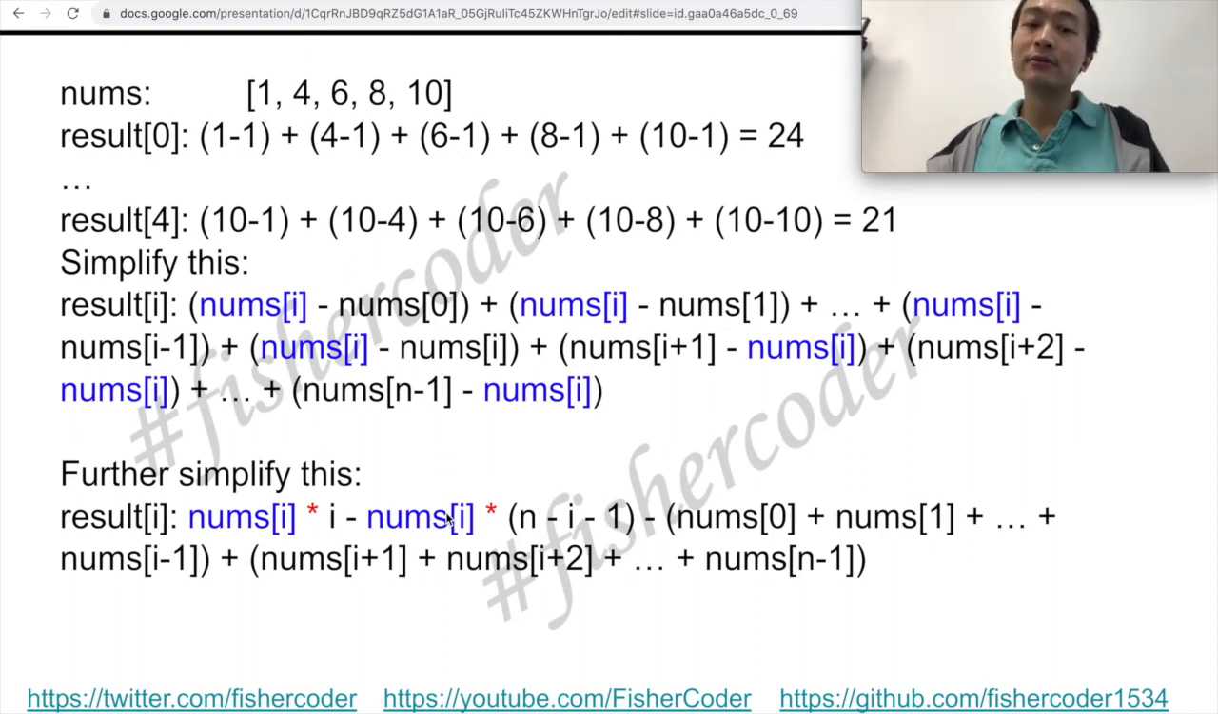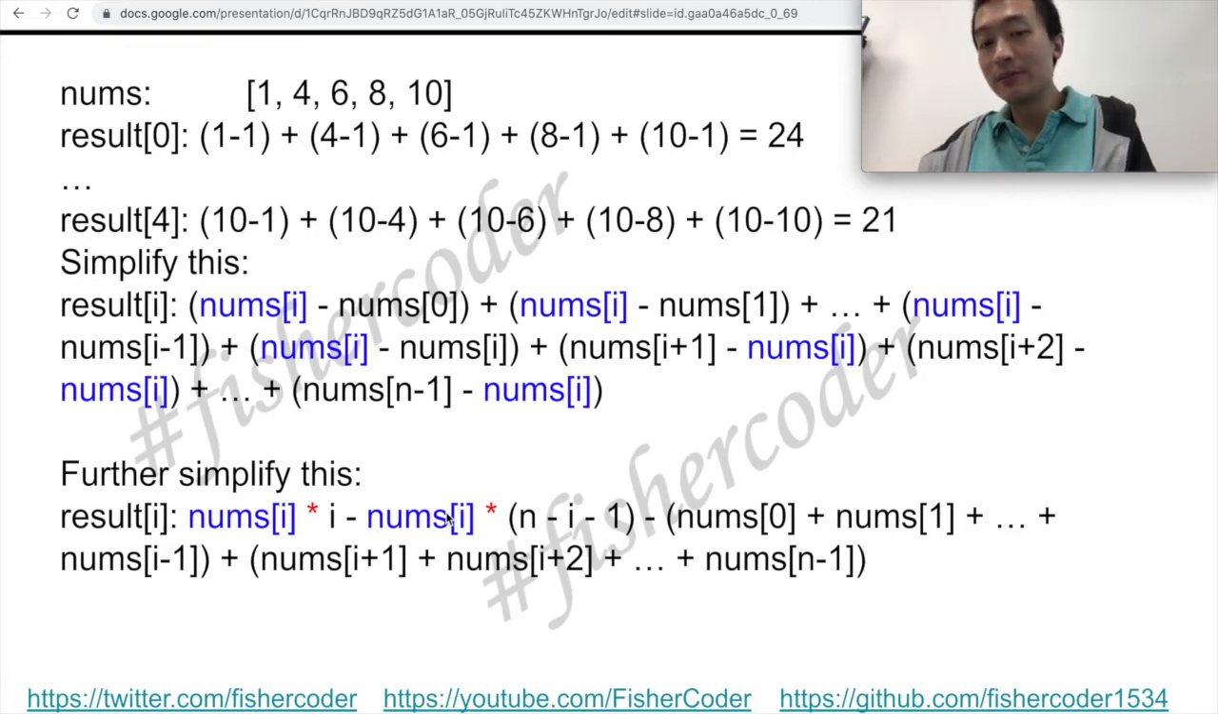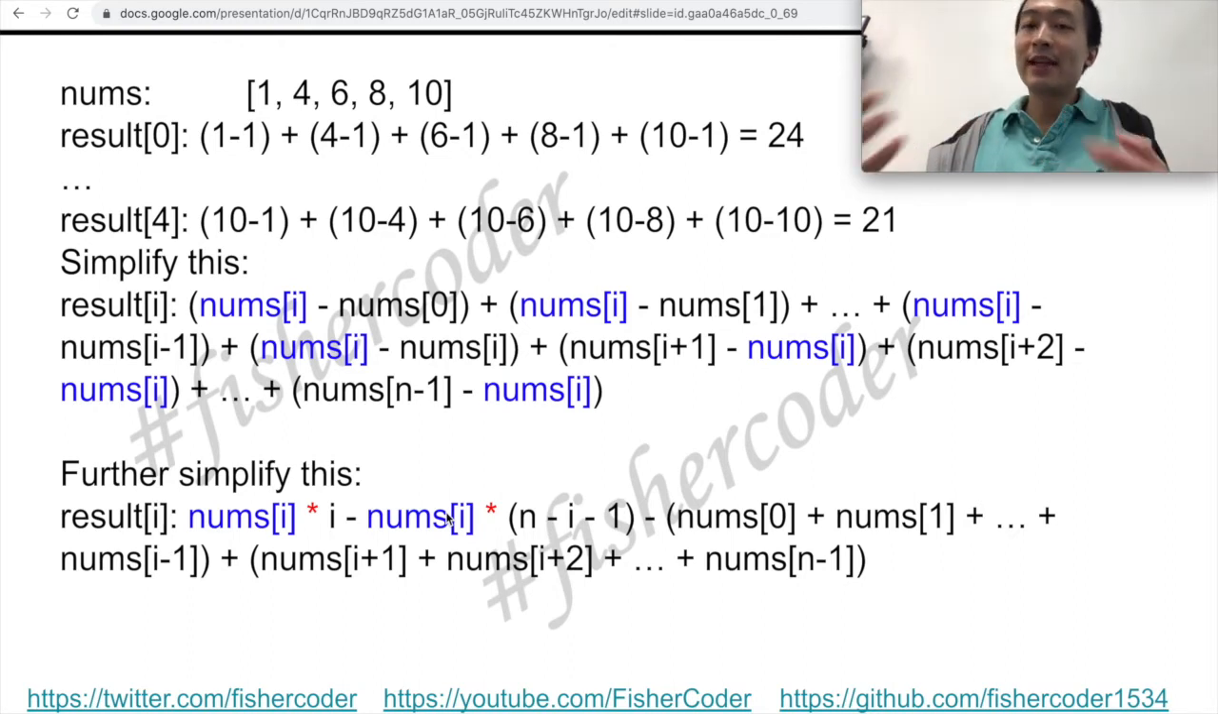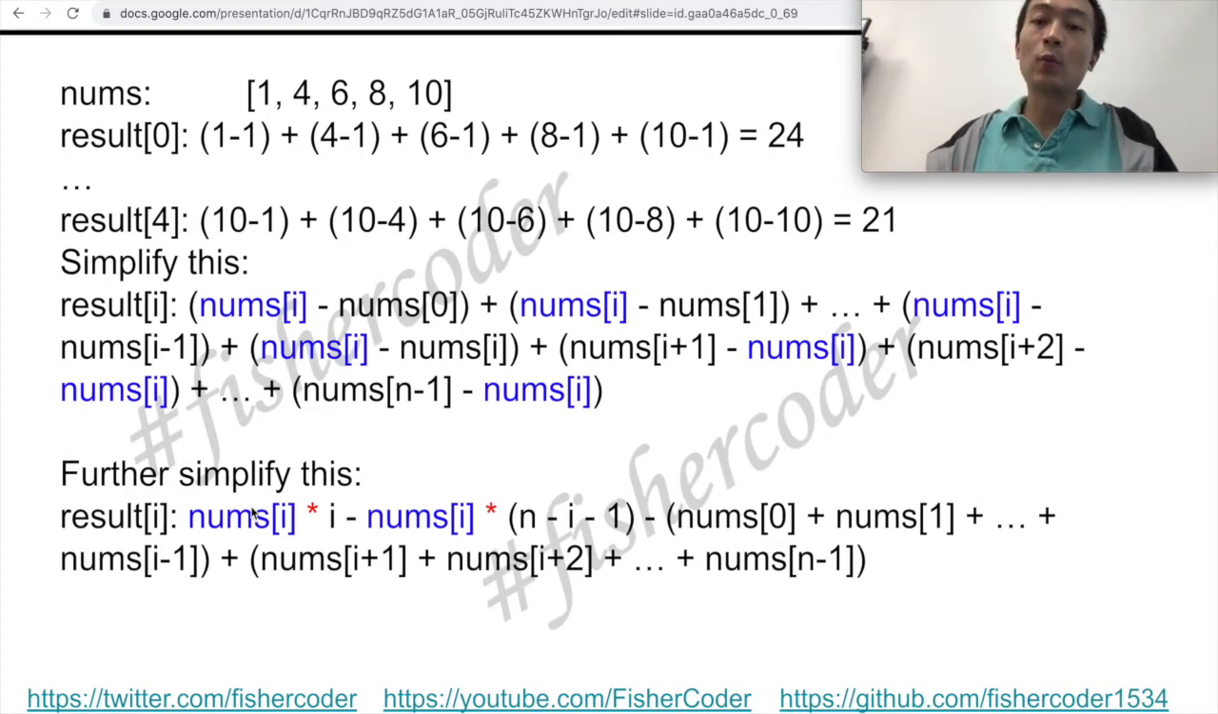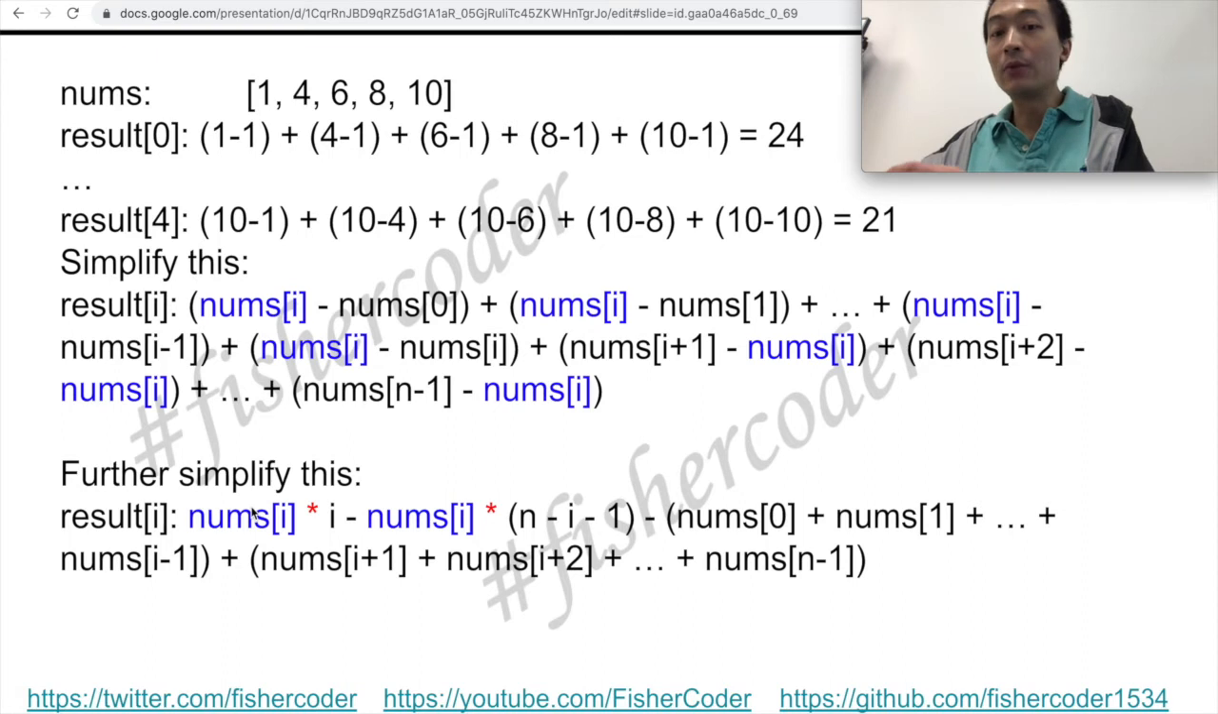So with this formula, how can we reduce the repetitive computation of adding all of these numbers up? It's a technique that we use pretty commonly, which is to calculate the prefix sums or the postfix sums. For example, here, nums[0], nums[1], all the way up to nums[i minus 1], we calculate once, twice, three times. So how about we just calculate it once and store it in a temporary array so that we can avoid repetitive computation? The same goes for this.